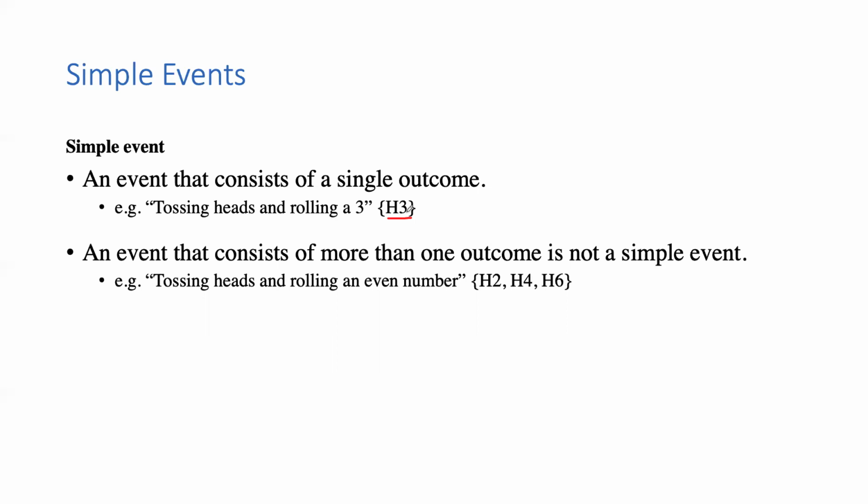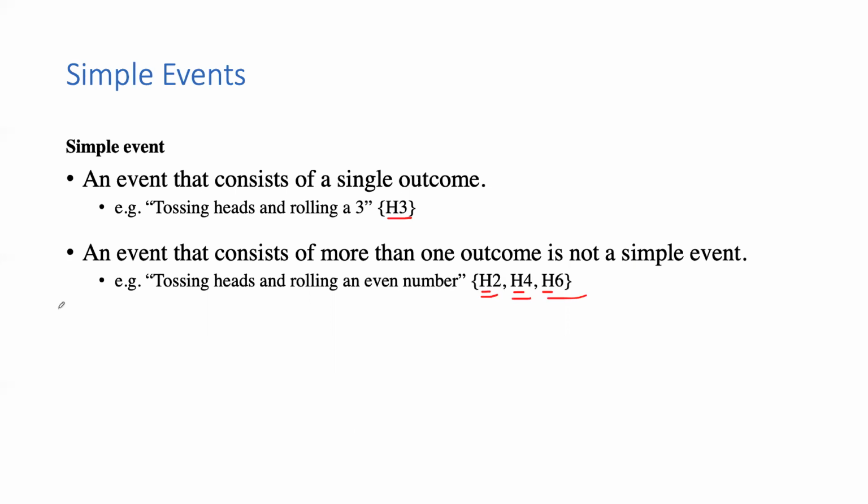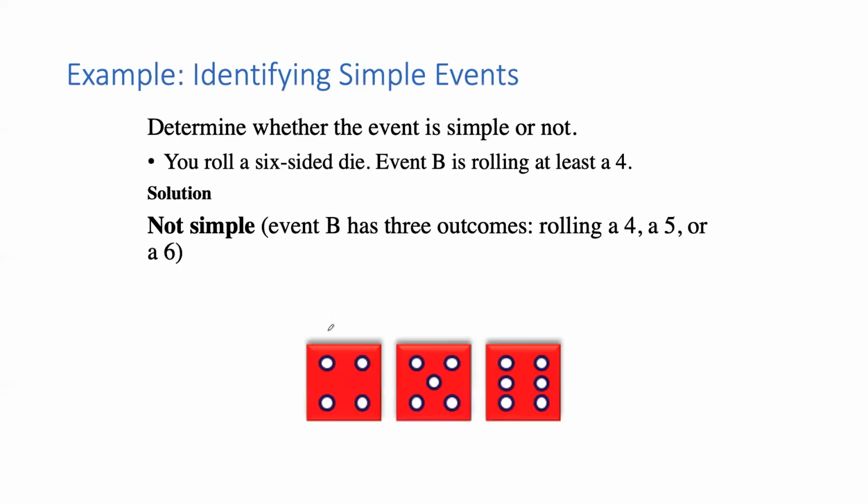Now, any event which has more than one single outcome, any event which we can say has occurred if we observe more than one single outcome, where there are many different ways this event can occur, we call this not a simple event. For instance, the event tossing heads and rolling an even number. I would say that this event has occurred when heads has to definitely appear. So H on the coin toss, I still need a head, but rolling an even number. So if the outcome H2 shows up, or the outcome H4 shows up, or the outcome H6 shows up, right? There are multiple different outcomes which satisfy the conditions of this event. So this is not a simple event. Okay. So here's a couple of examples just to illustrate this point.